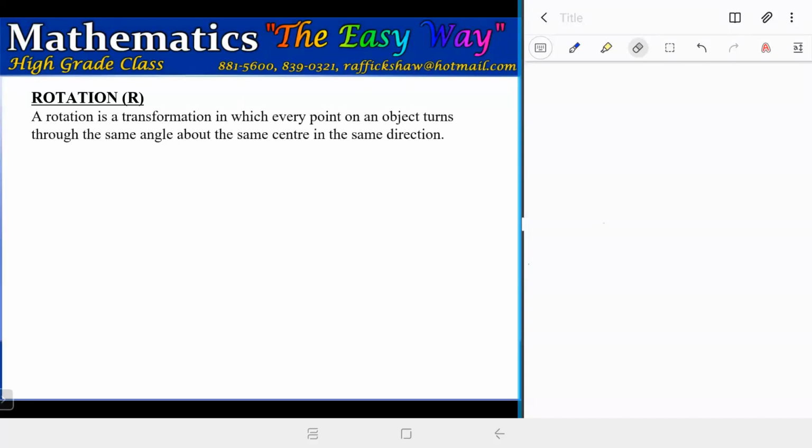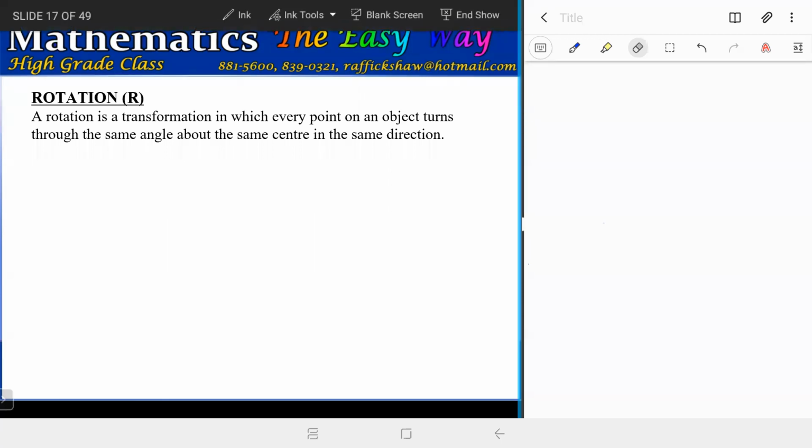All right, so a rotation is a transformation in which every point on an object turns through the same angle, about the same center, in the same direction. So the important things shown in the description of what rotation is are 3 components: angle, center, direction. If you're going to describe a rotation, those 3 things must be mentioned. From now, it's very important. You must state the angle of the rotation, you must state where the center of the rotation is, and you must state the direction. Direction is just anti-clockwise or clockwise.